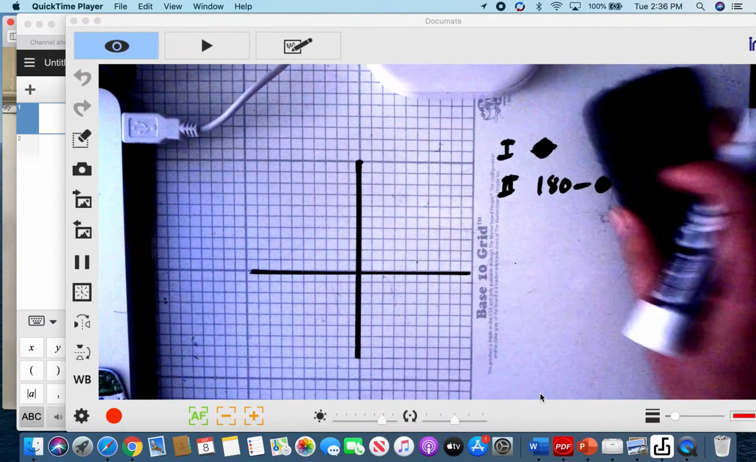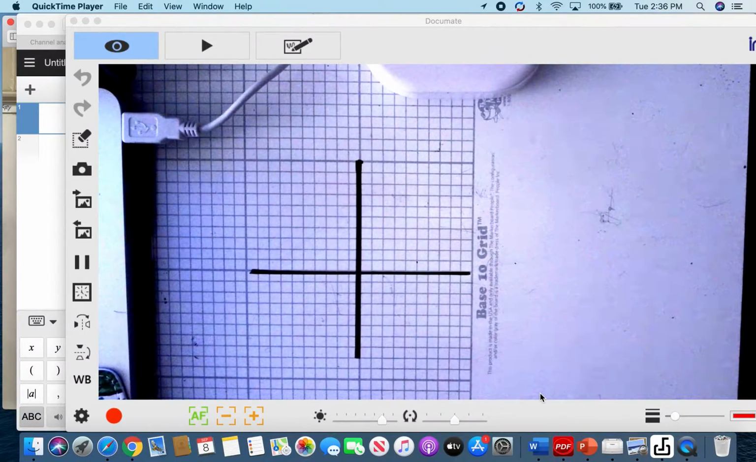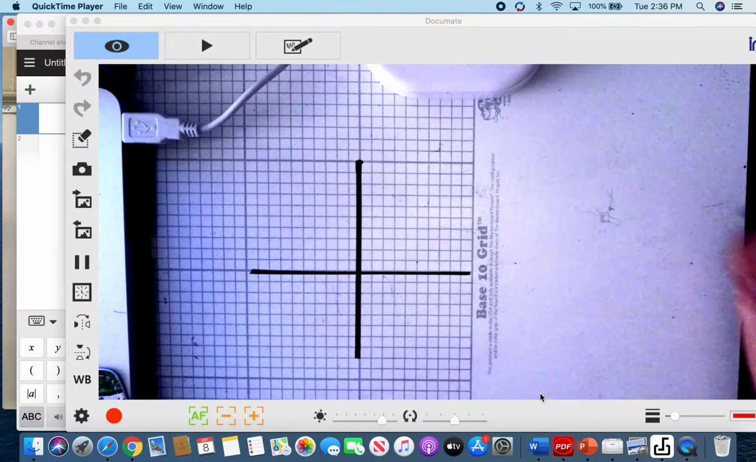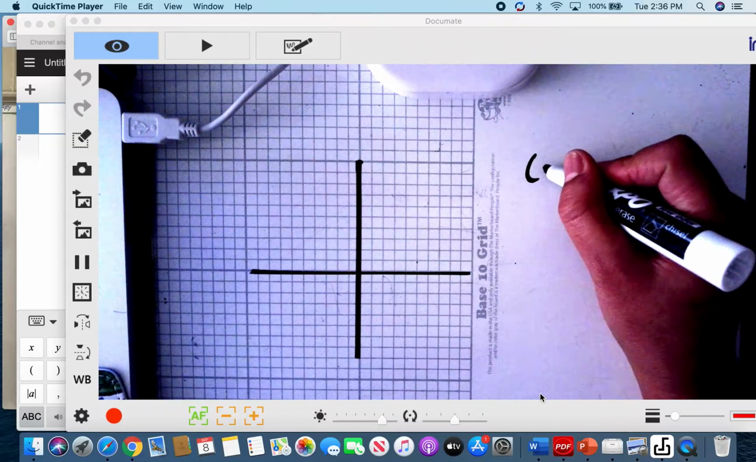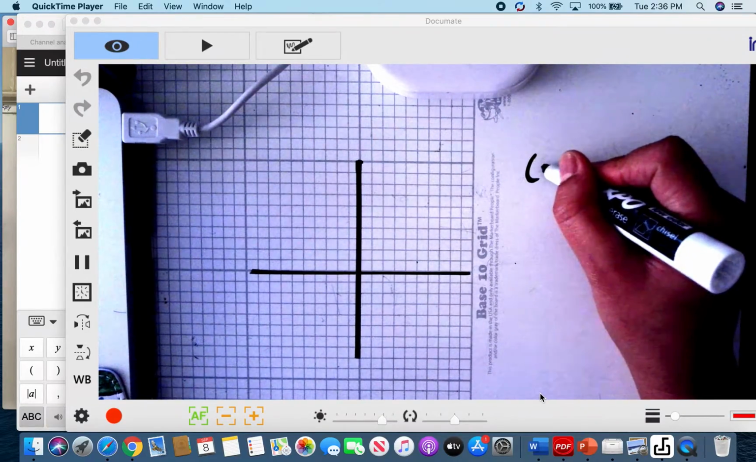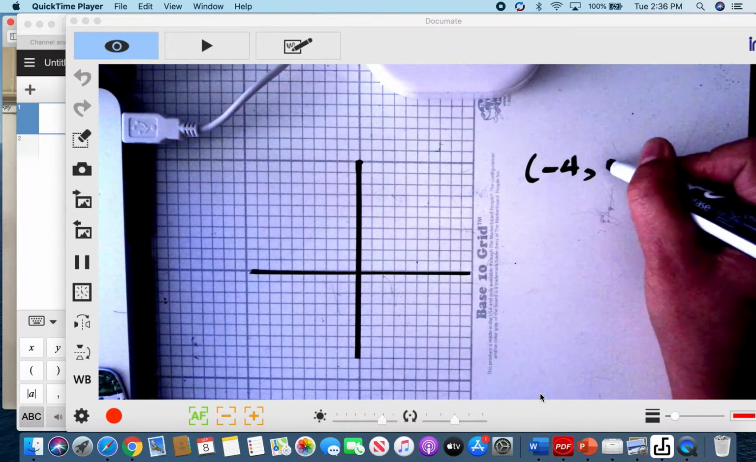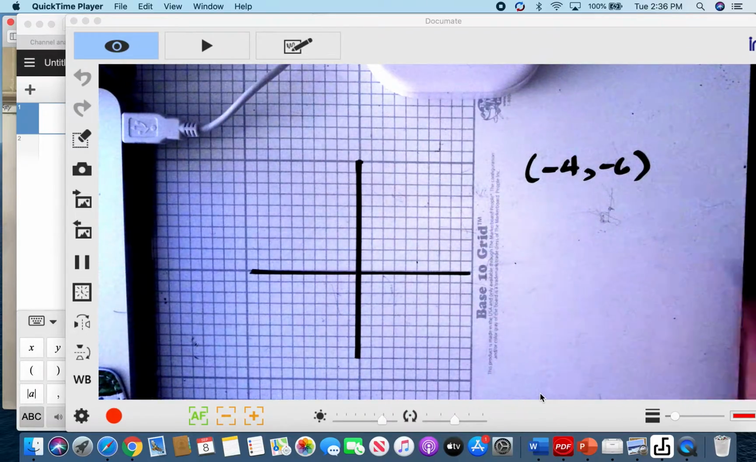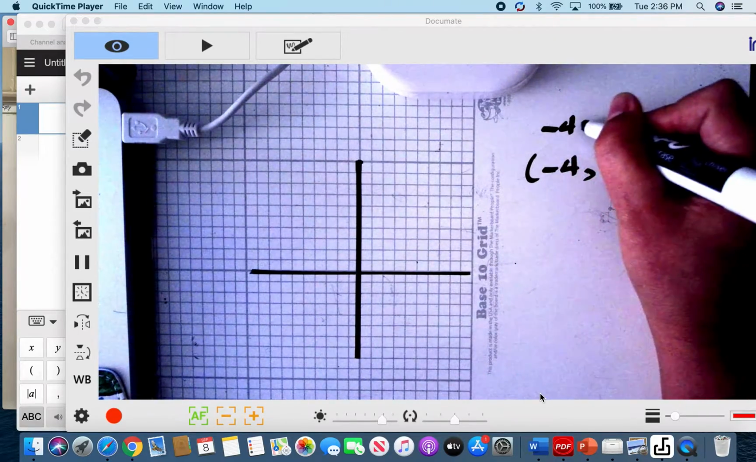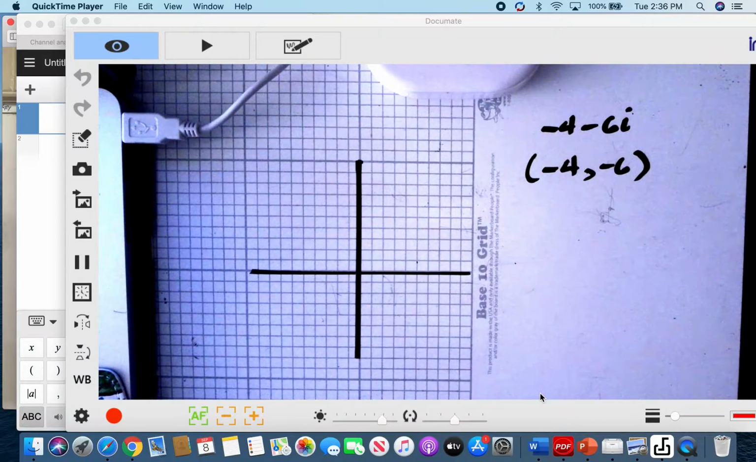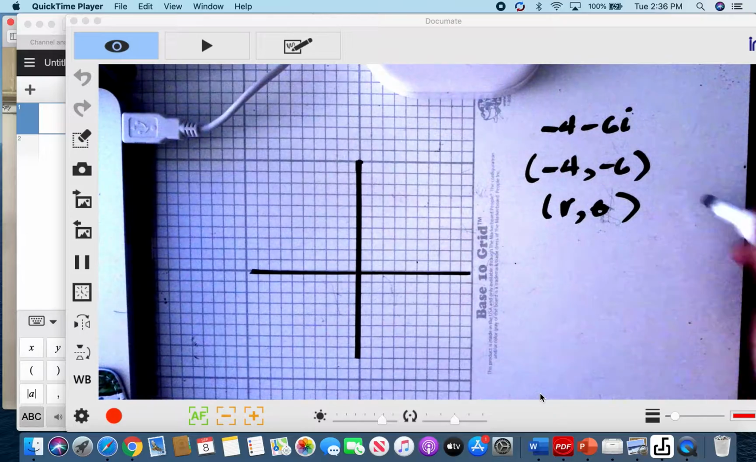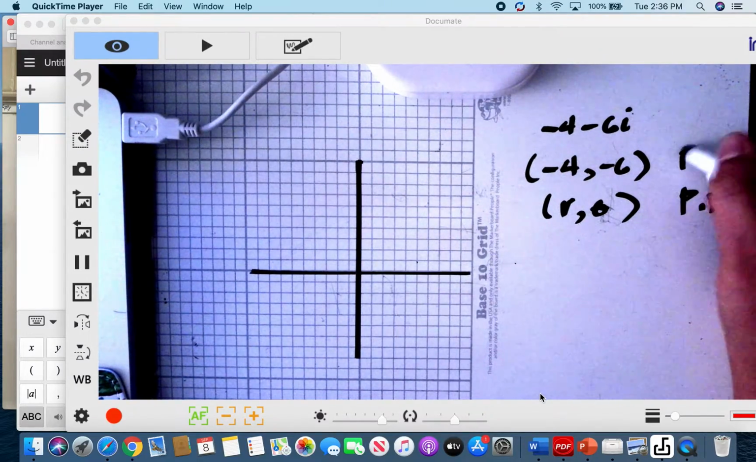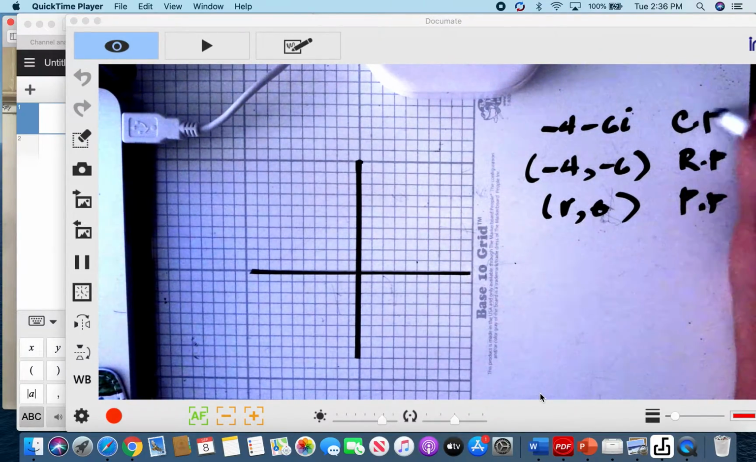Okay? So let's now try to solve a rectangular form to polar form in the third quadrant. That could only happen if our x and y are both negative. So let's say I will have negative 4 and negative 6. Okay, so we know that in the complex form, that's negative 4 minus 6i, and we would like to find its polar form. So that's the polar form, that's the rectangular form, and that's the complex form.